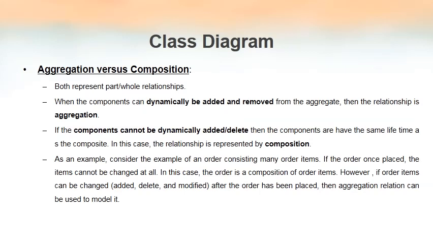So what's the difference between aggregation and composition? Both represent part-whole relationships, but if it is dynamic in nature, that is, if the components can be dynamically added and removed, then we say the relationship is aggregation. If the components cannot be dynamically added or deleted, then the relationship is represented as composition. You can go through this example and see the difference between them. This is the same example we saw in the previous slide, in the case of order and number of items.